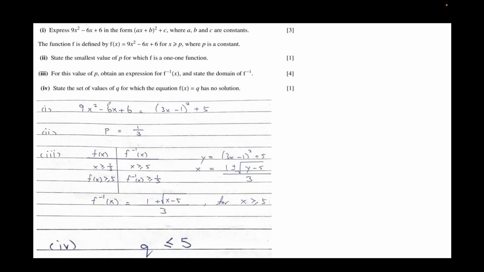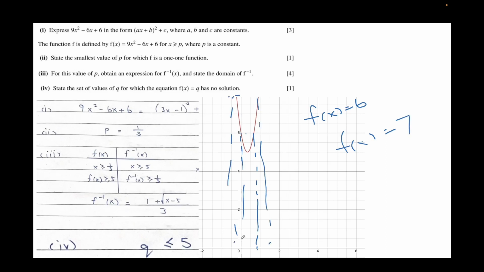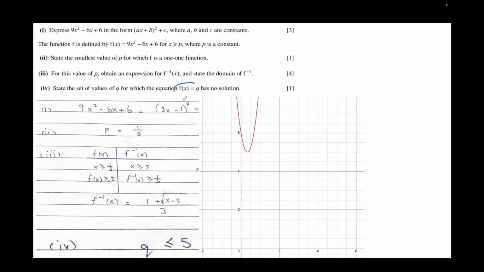Part 4, set of values of q for which this has no solution. F of x equals q. What's f of x? F of x is this parabola over here. If you make f of x equal to 6, is that the same thing as doing this? Looking at which x values give you 6. Do you see my point? Whenever you make f of x equal to a certain number, if you make f of x equal to 7, it's the same thing as doing a 7 over here, dot, dot, dot, looking at the x values and make that. Do you follow what f of x equals to a specific number means? Yes or no?